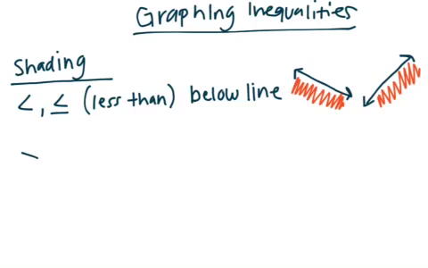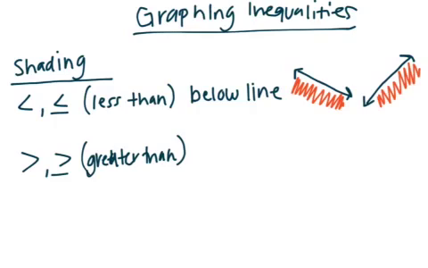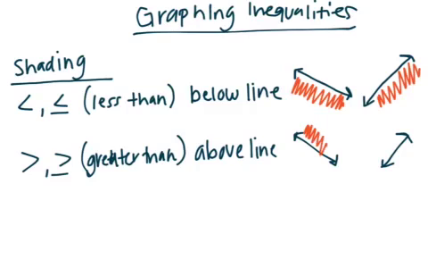Okay, if we have the greater than sign, we're going to be shading above the line. So if I had my two lines, above the line would be on this side, above the line would be on top of the line up here. So anytime you see an inequality sign and it asks you to graph it, you have to have shading.